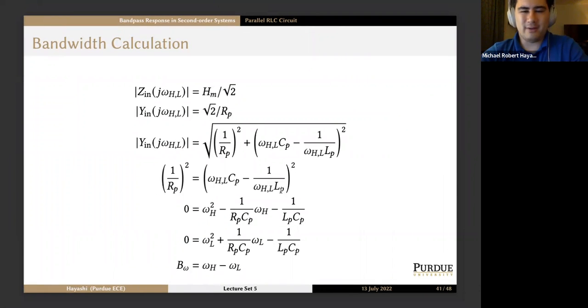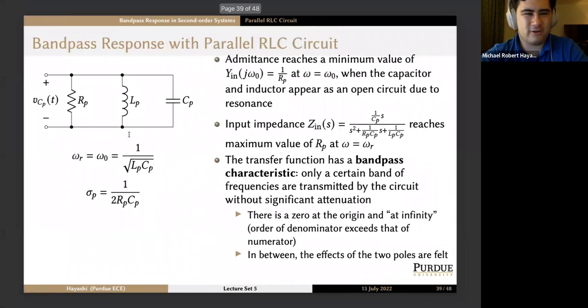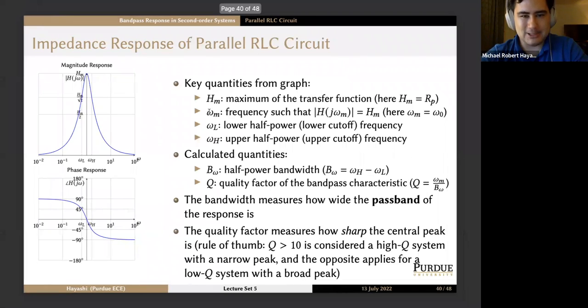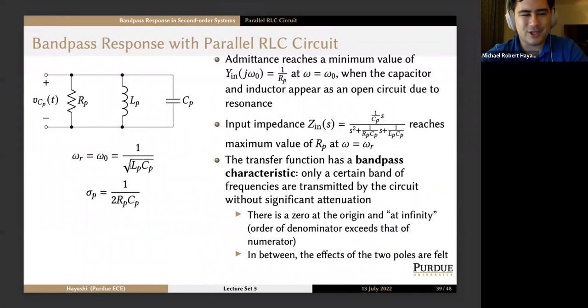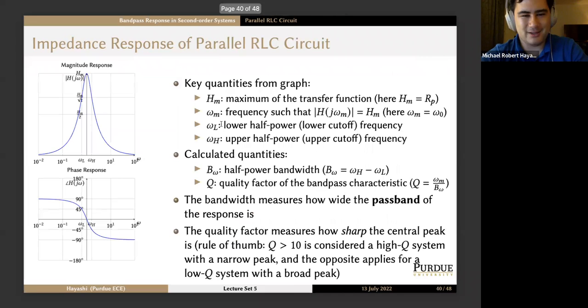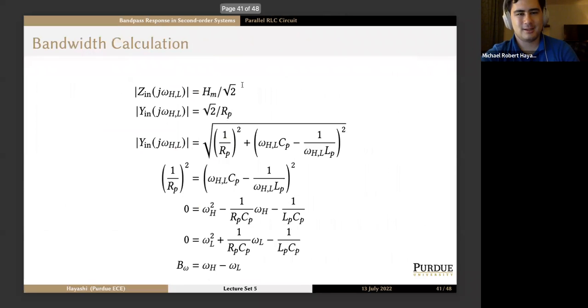So now we're going to endeavor to do a calculation of how to get the bandwidth from our R's and L's and C's. So this is going to be a bit lengthy. We already have H_M, which is just R sub P. We already have omega M, which is 1 over square root of L_P C_P. We need to calculate omega L, omega H, and then the bandwidth from those things, and then the quality factor. So how do we get those things from R's and L's and C's? So let's just jump right in.